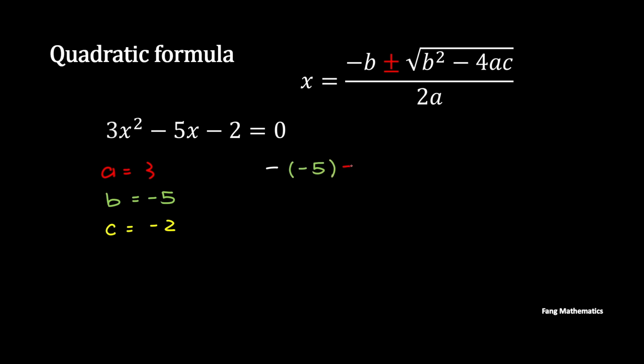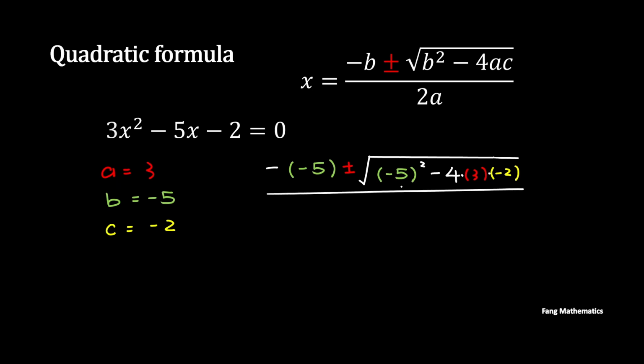Plus or minus gives you two roots. And you have the square root, B squared. So -5 squared minus 4AC. A is 3 and C is -2. Everything over 2A.